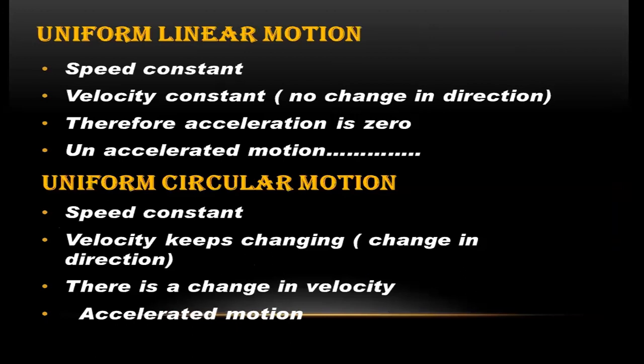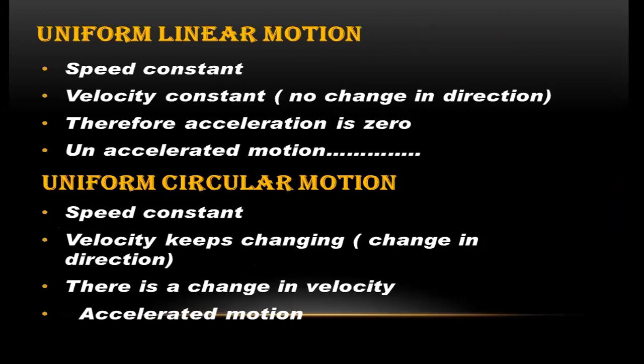What is uniform linear motion and what is uniform circular motion? If it is a uniform linear motion, when an object is going in a straight line, it has constant speed, it has constant velocity because there is no change in direction. When the velocity is constant, there is no acceleration. It is an unaccelerated motion. Whereas in the case of uniform circular motion, the speed is of course constant, but the velocity keeps changing because there is a change in direction. The object tries to move in a circular path, not in a straight line.